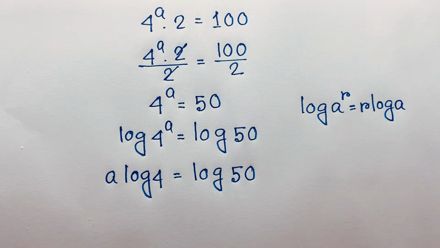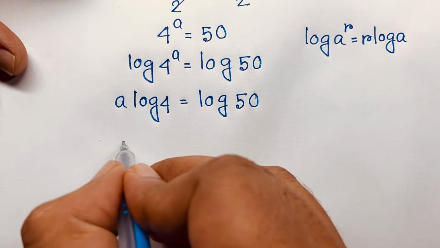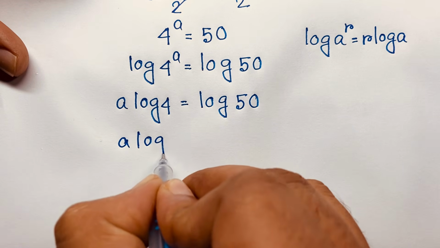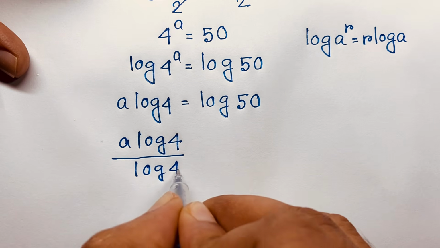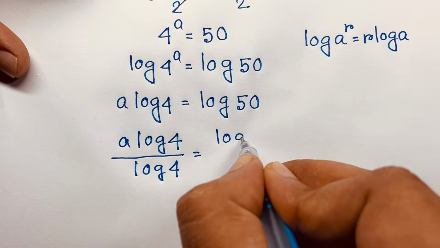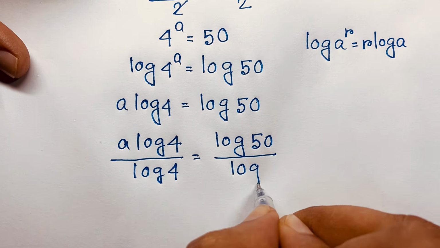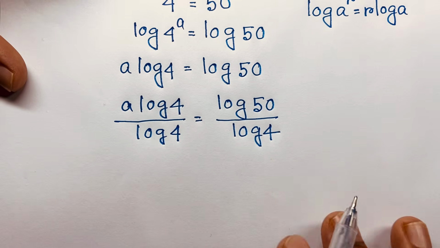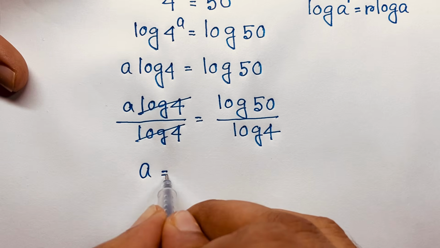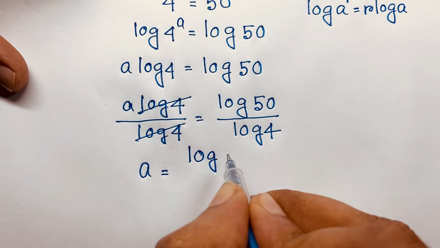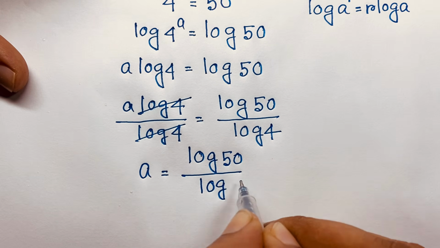Then I divide both sides by log 4, so it will be a log 4 divided by log 4 is equal to log 50 divided by log 4. Then this is log 4, this is log 4. We will find a is equal to log 50 over log 4. This is our final answer.